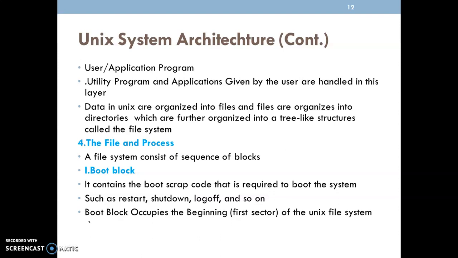With respect to the file system, we have different blocks. One is the boot block, which contains the bootstrap code that is required to boot the system, such as restart, shutdown, log off, and so on. So whenever we start the system, shut down the system, or log off the system, this boot block plays an important role. Usually it is the beginning of the Unix file system, the first sector.